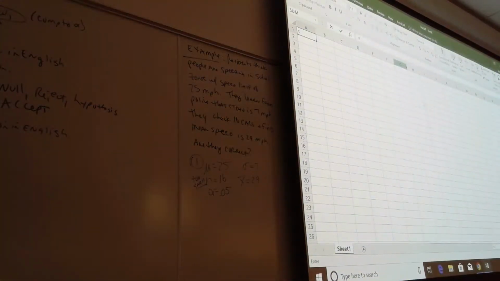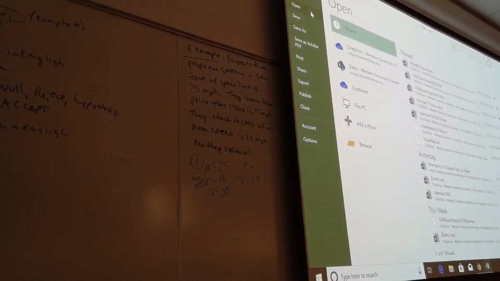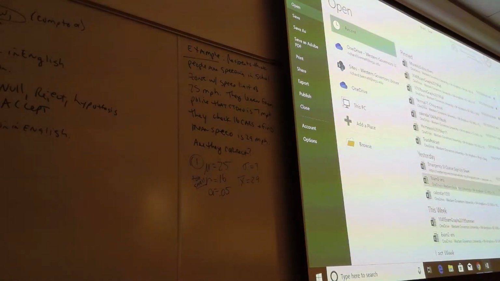Here we go. Equals 29 minus 25 equals 7 divided by the square root of 16, equals that divided by that. Okay, that's your z-score. Okay, we're going to look up our chart. File open. Hopefully. 0.987.